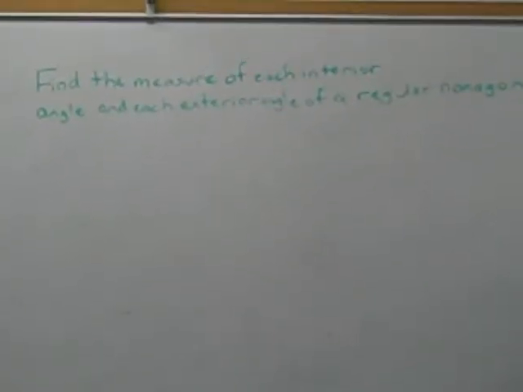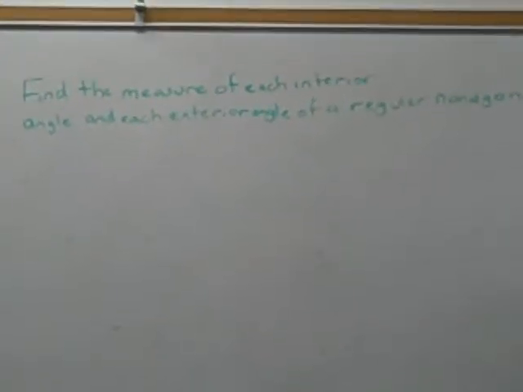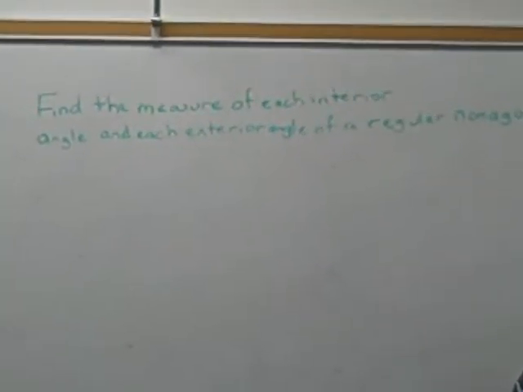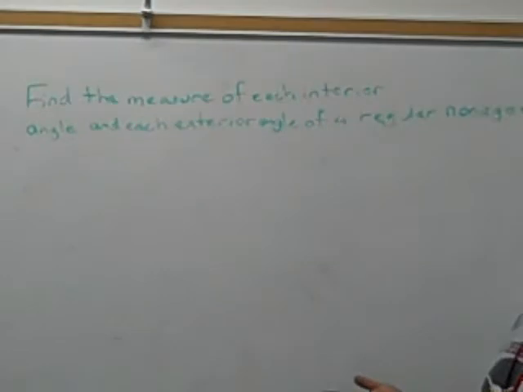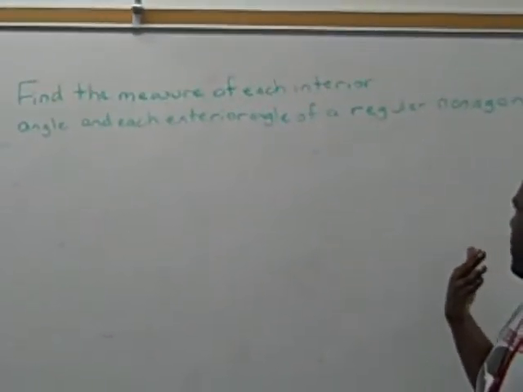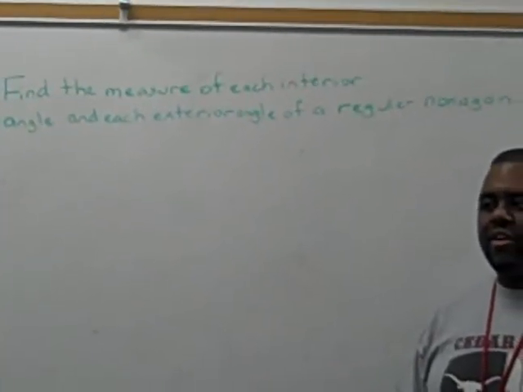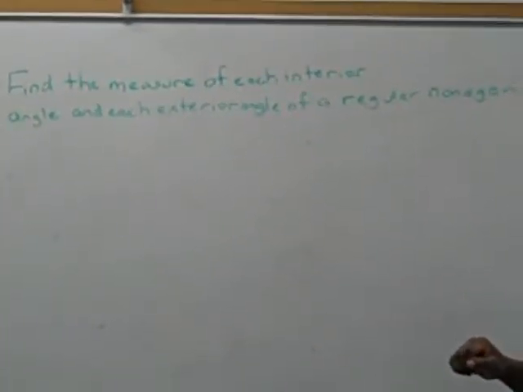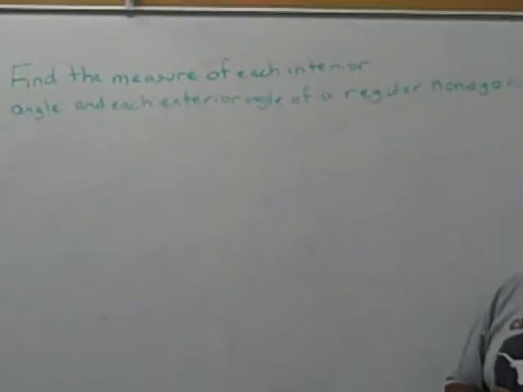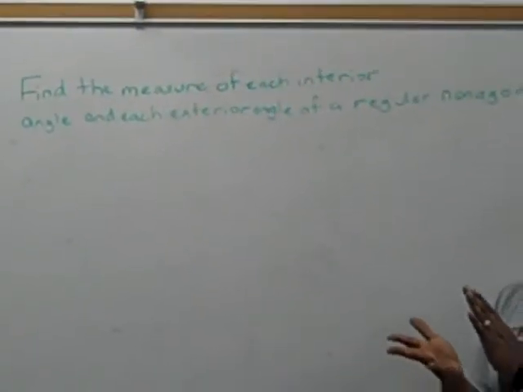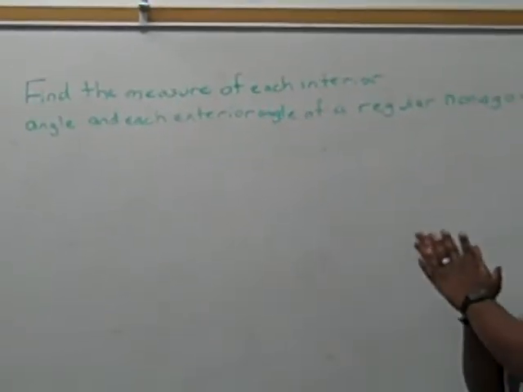The last problem that we'll discuss here in section 8.1 is about this. We have to find out the measure of each interior angle and the measure of each exterior angle of a certain figure. In this problem, we'll find that for a regular nonagon. Now, there's a couple of things that you need to know before you start this problem.